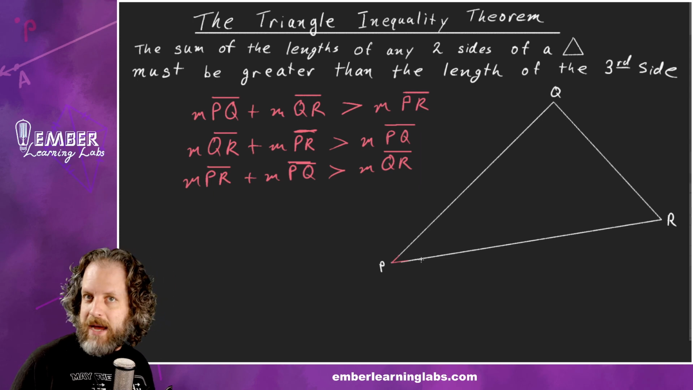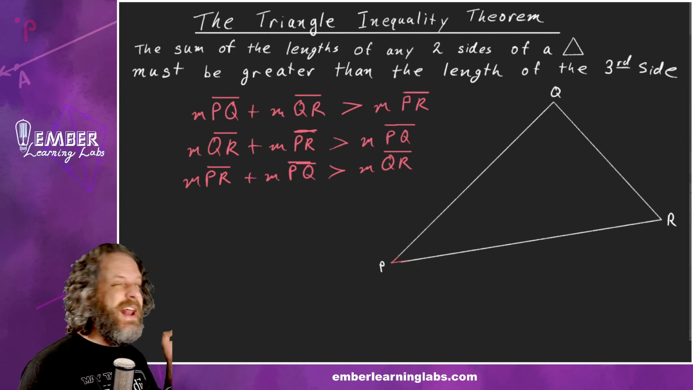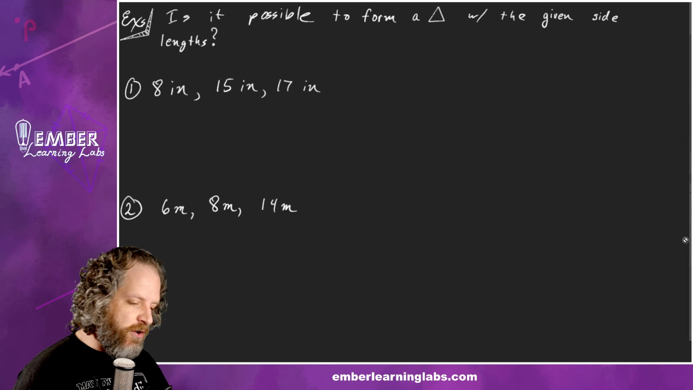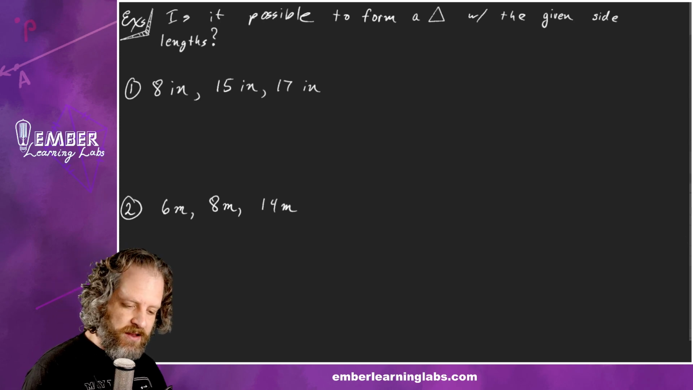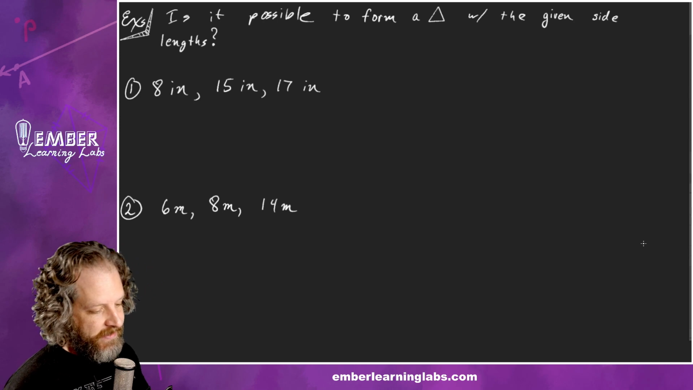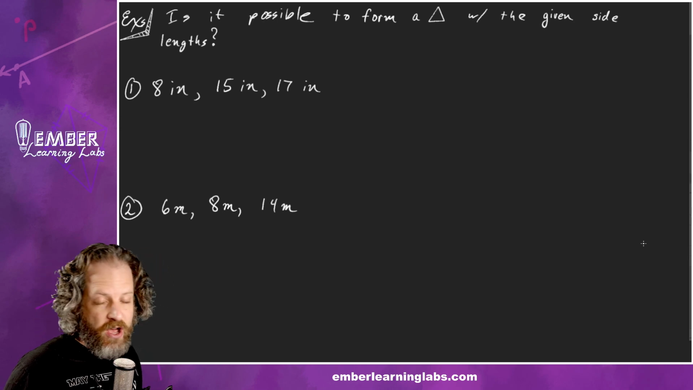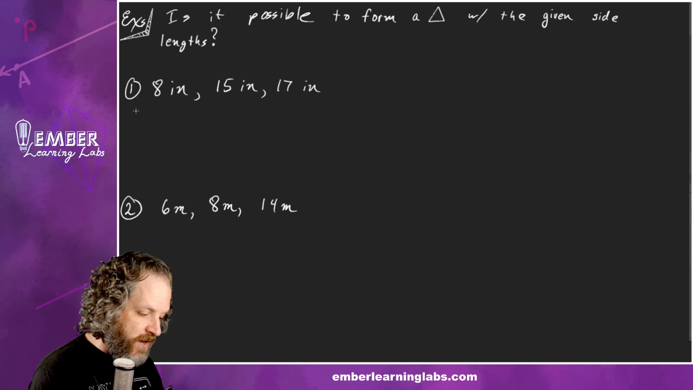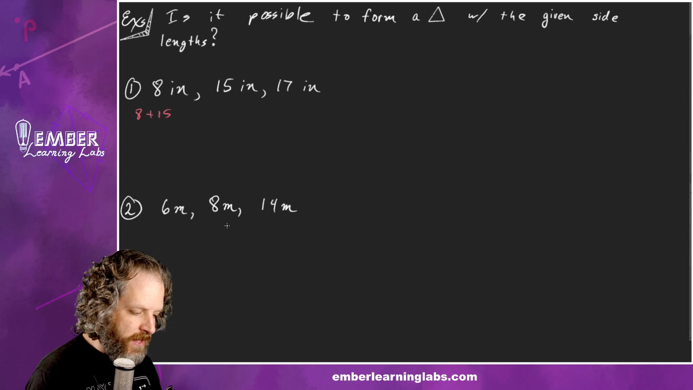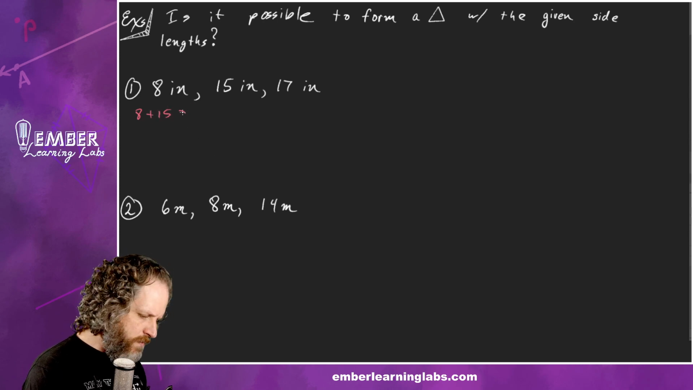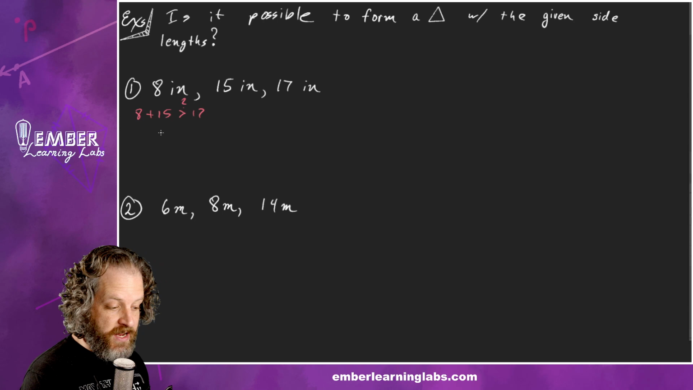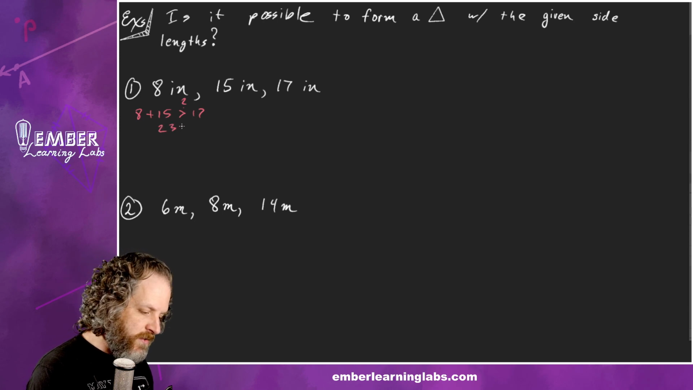So let's look at the type of problem you might have in a math book. The problems related to this lesson will be like this. Is it possible to form a triangle with the given side lengths? All you have to do is add up the different pairs. So 8 plus 15. Is that greater than 17? Well, 8 plus 15 is 23. So yes, that works.